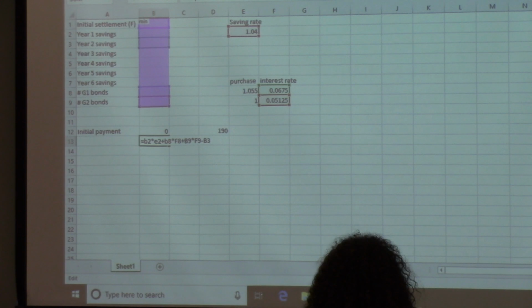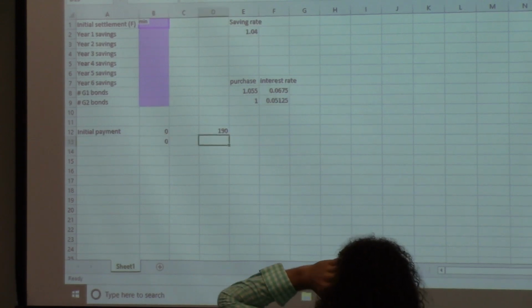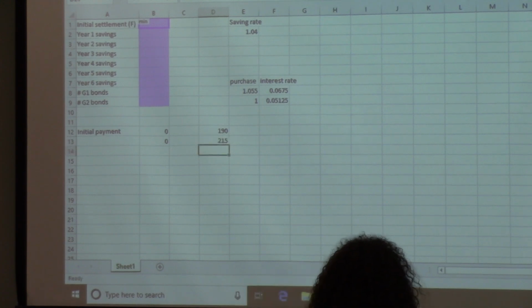Yes? Should it be B1 or should it be both? I changed it while you were asking me the question. Thank you. Yes. Start with year 1 savings, that initial settlement. And this one should be 215. And we keep going here, right?